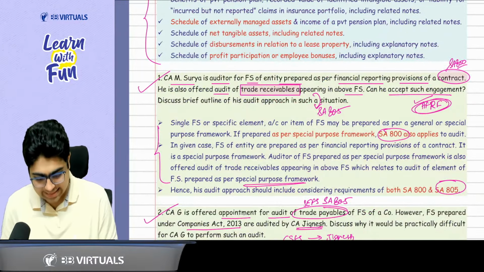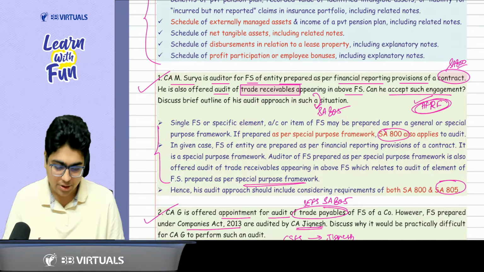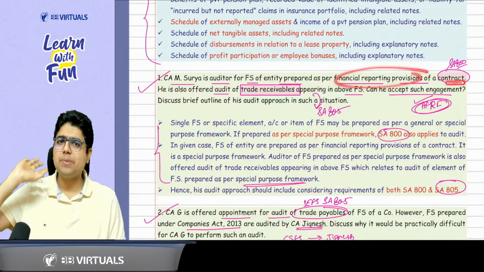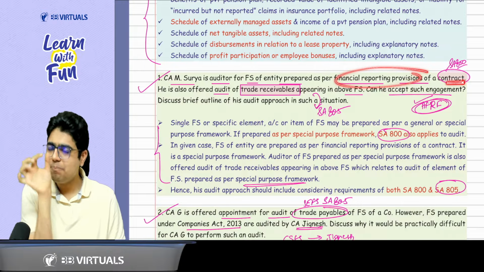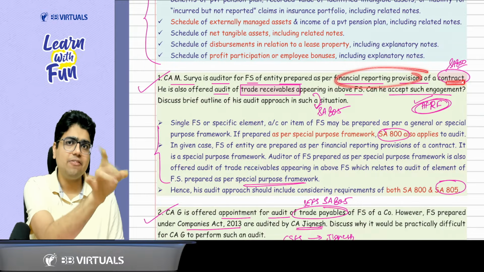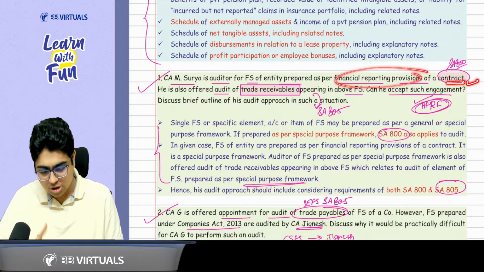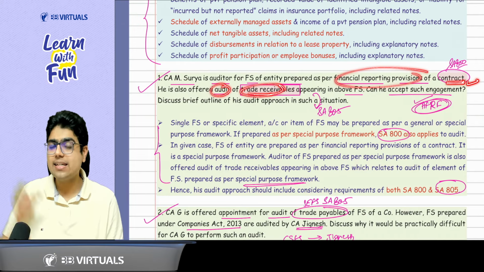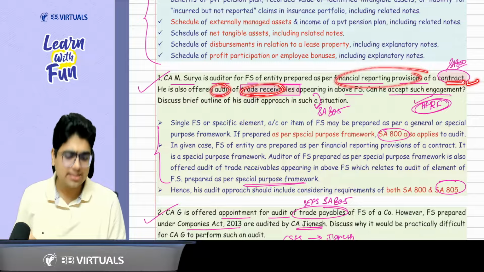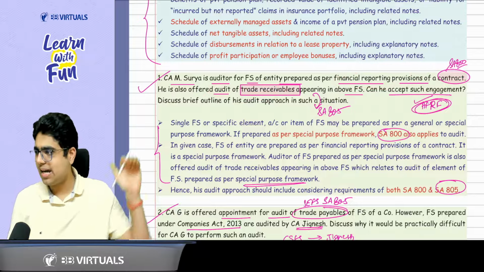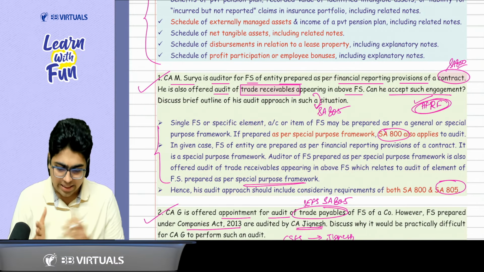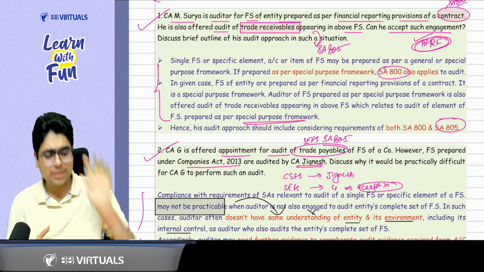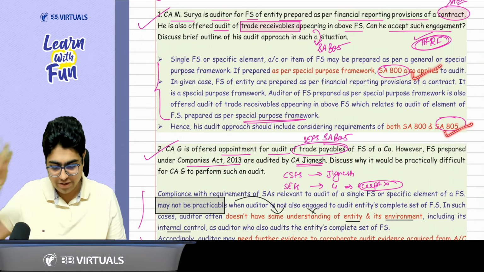Question number 1. CA Surya is the auditor of the financial statement of the entity prepared as per the financial reporting provisions of a contract. Can I say whenever it is prepared as per a contract, it is a special purpose framework? Because it is a special purpose framework, SA 800 will be applicable. Got it, sir. He is also offered the audit of a debtor. Can I say trade receivable or debtor is a SEFS, specific element, account, or item of financial statement? So SA 805 will be applicable. These are the two things that you just need to mention in your answer. Easy, sir, because they have asked you to give a brief answer. So in this brief answer, you just need to mention SA 800 will be applicable, SA 805 will be applicable.